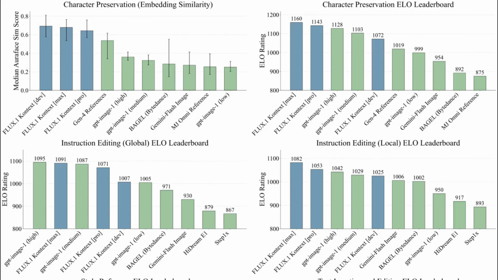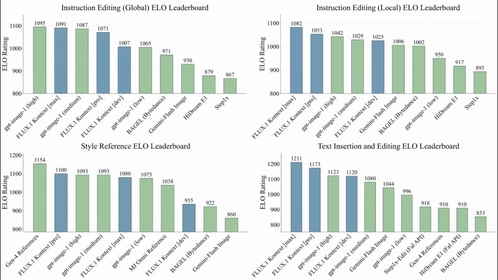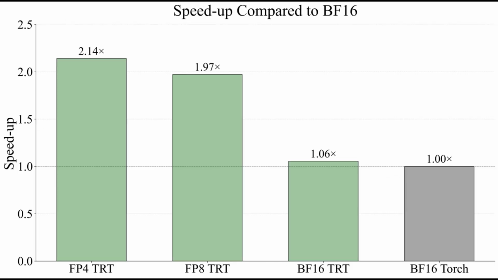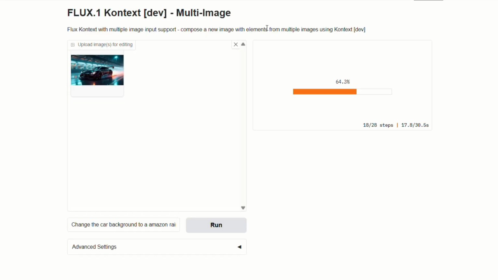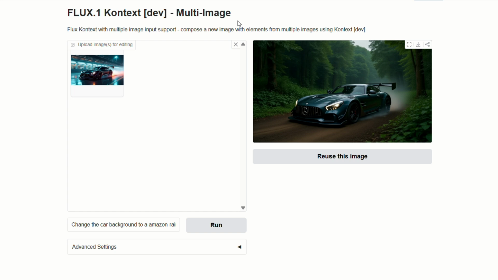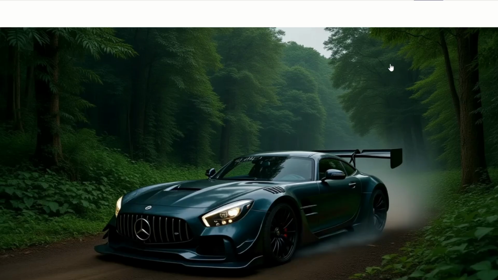Context DEV has performed well in various benchmark tests. It leads ahead of GPT-4o and other advanced models. Black Forest Lab has also collaborated with NVIDIA to enhance the model's inference speed and reduce memory usage, while maintaining high-quality image editing performance. The model is already on Hugging Face to download and use it locally.